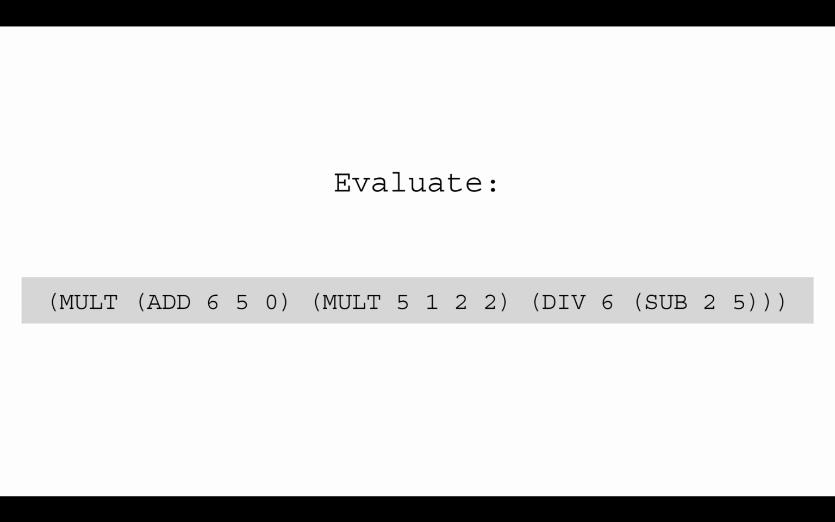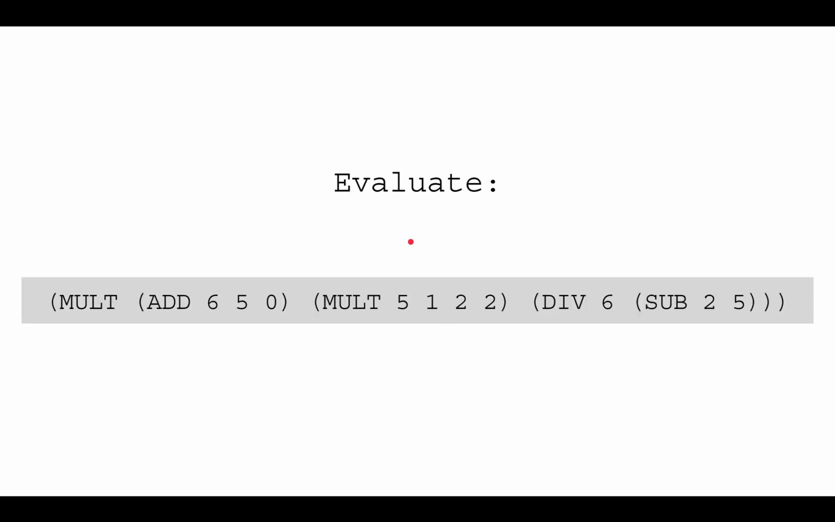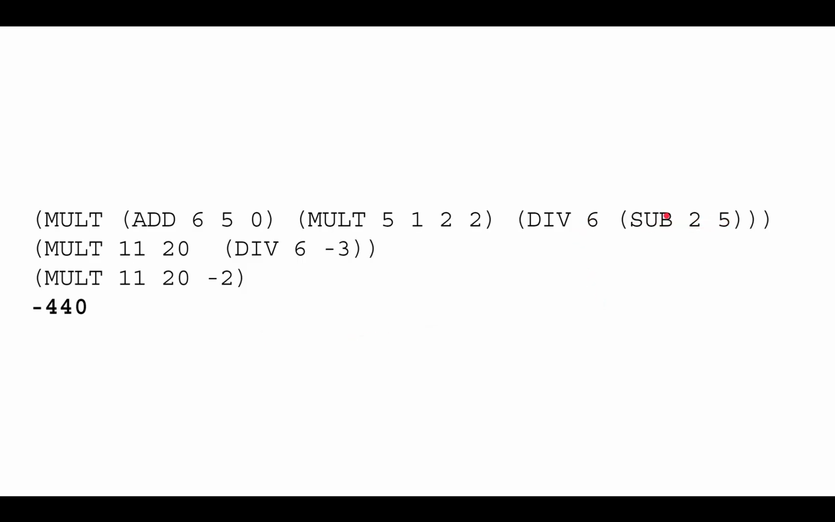All right, so here this is just an arithmetic question. So what we're going to do first is look at the deepest parentheses because that's what we need to do. So sub 2 5 is what we evaluate first, along with this addition and this multiplication. So we would get mult 11, this becomes 11, this multiplication becomes 20, and this subtraction becomes minus 3. So we have multiply 11, 20, and then we need to evaluate this division because it's in the deepest parentheses. So that becomes minus 2, and then we have this mult 11, 20, minus 2, which becomes minus 440.